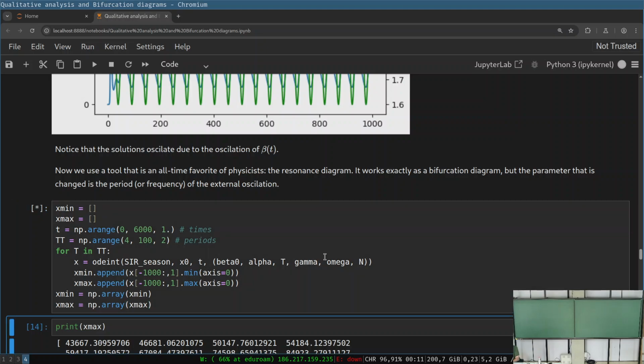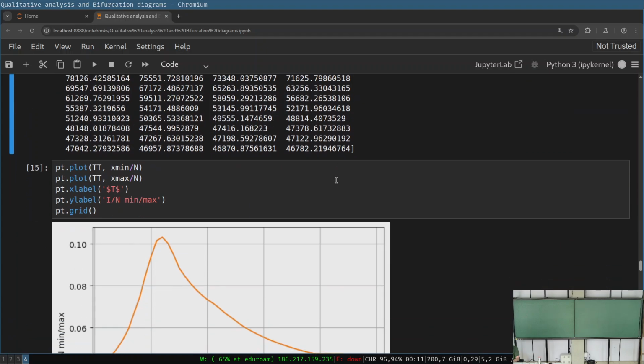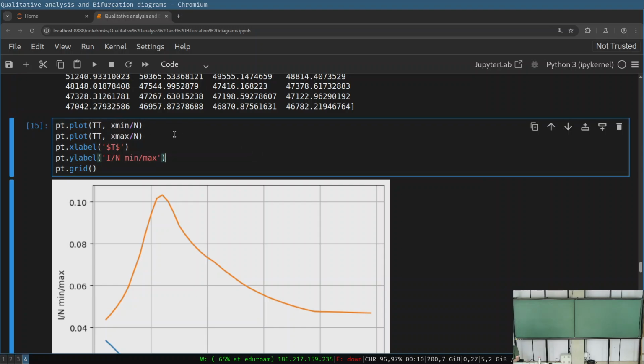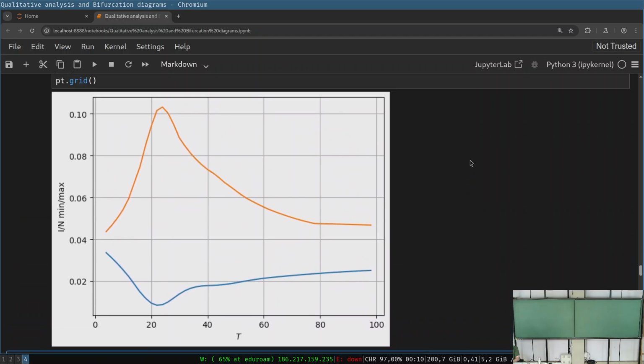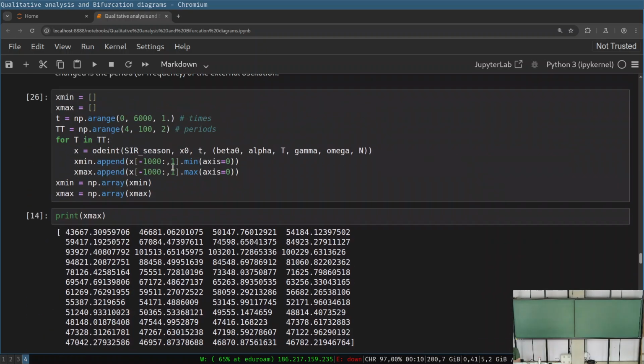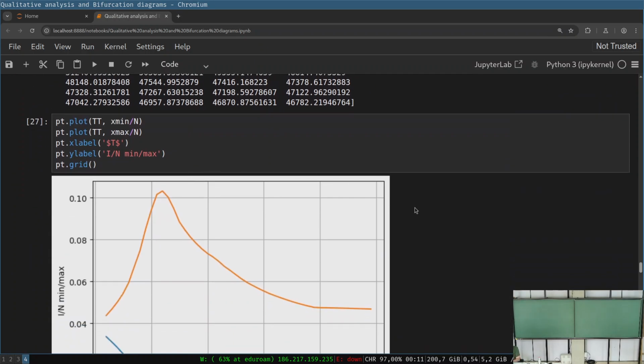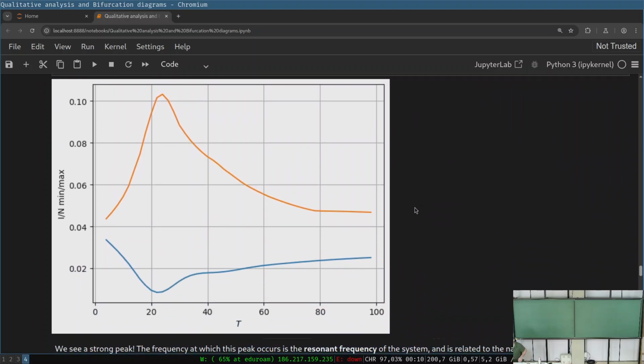Now let me run this. And now I can plot the minima and the maxima. I think this is only for I, the second column. So this is the minimum and maximum of the prevalence of infections as a function of the period. And you see that if you are here, you have a much larger amplitude than if you are here. This is a resonance diagram. This is all the resonance, and this is the period of the resonance.